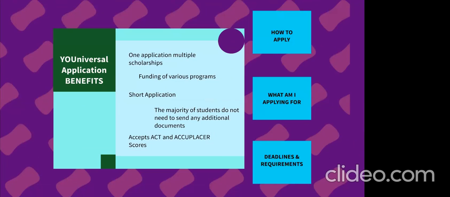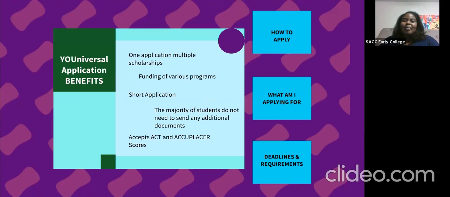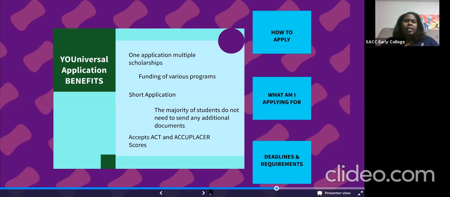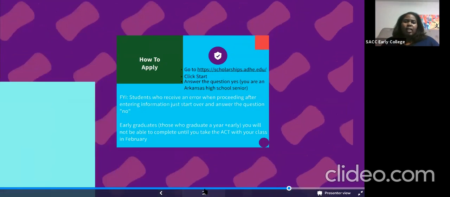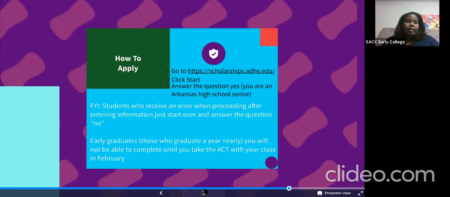Okay. So the universal application is basically a common application that allows you to apply for grants and scholarships provided by the state of Arkansas. One of the most well known is the lottery scholarship. It's a very short, simple application. There are only 2 or 3 requirements, and it's online. This is the link that you would use. It's on the screen.